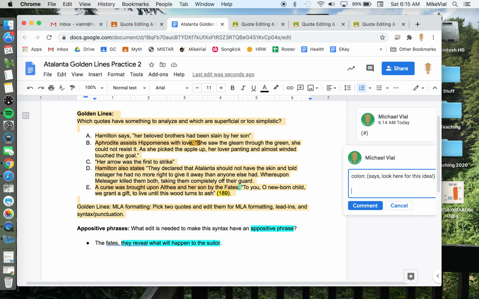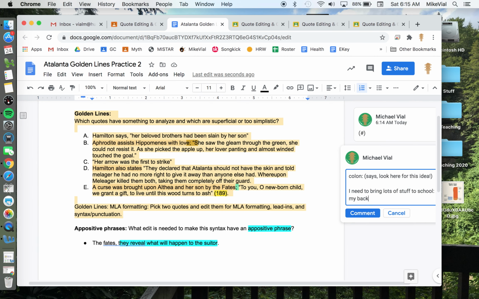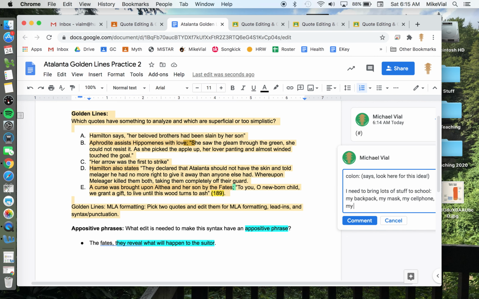That's one way a colon works for quotes. There's another way that you can use a colon in your writing, and it's the listing effect. I need to bring lots of stuff to school. Colon. Now you can do a list. My backpack, my mask, my cell phone, my brain. See how that colon works to set off a list? There are 3 ways we can use colons, and that's 2 of the 3, the quoting lead-ins, and then the listing effect.